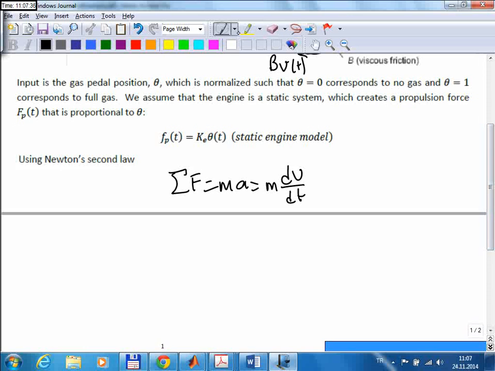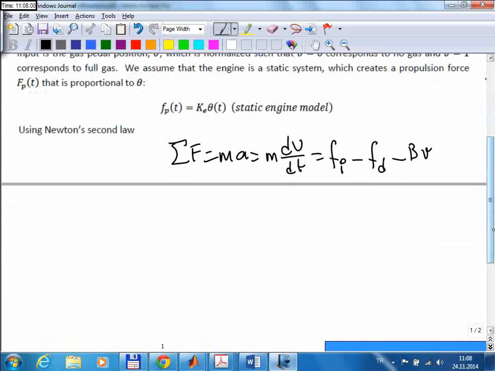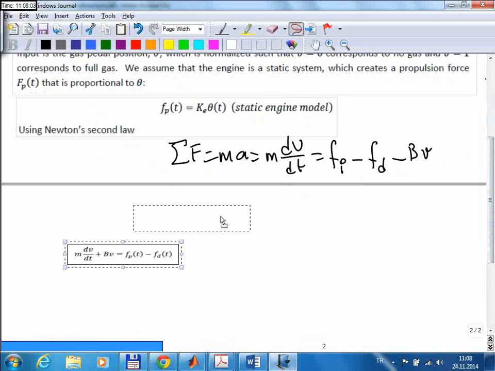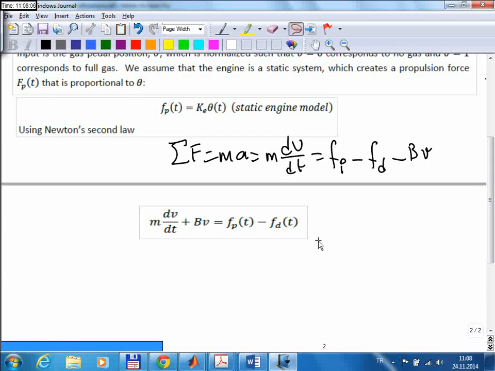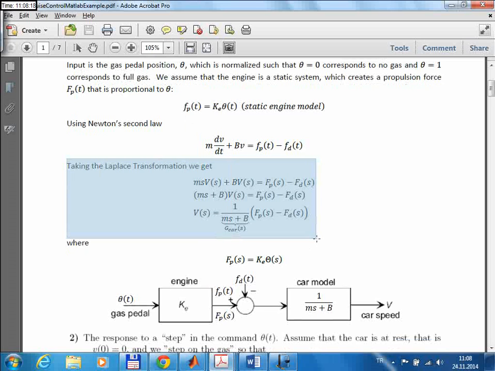And I should write the total forces. So here I'm considering three forces, these three forces. The first one is the propulsive force, and the disturbance force is in the opposite direction, so I write the negative sign, and so is the viscous friction force, and that is B times V. So the differential equation for this system is the equation you see here. Let's see. So from here we can directly obtain the transfer function by taking the Laplace transformation with zero initial conditions.